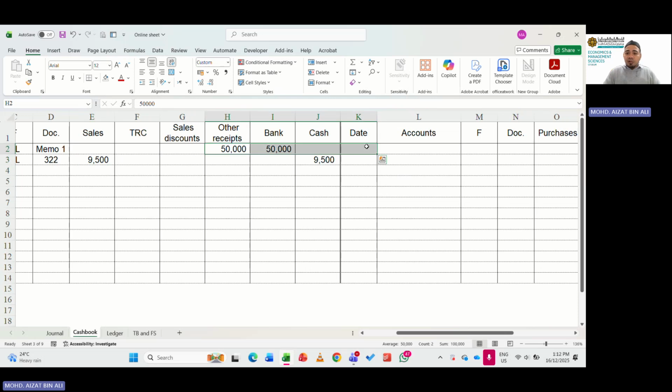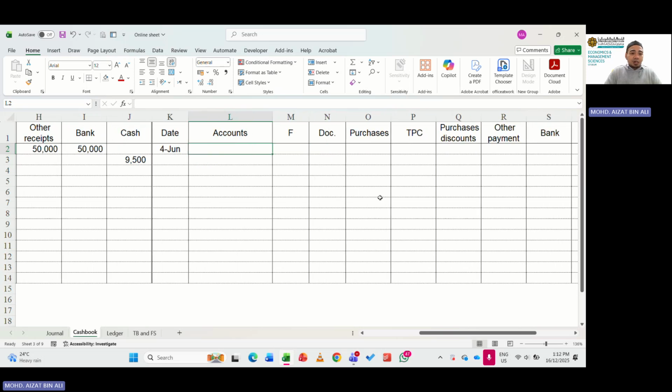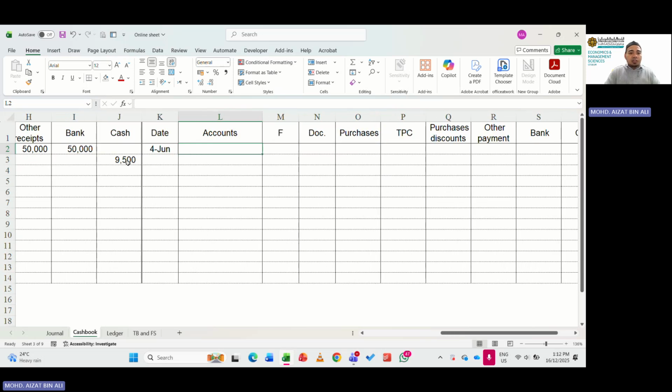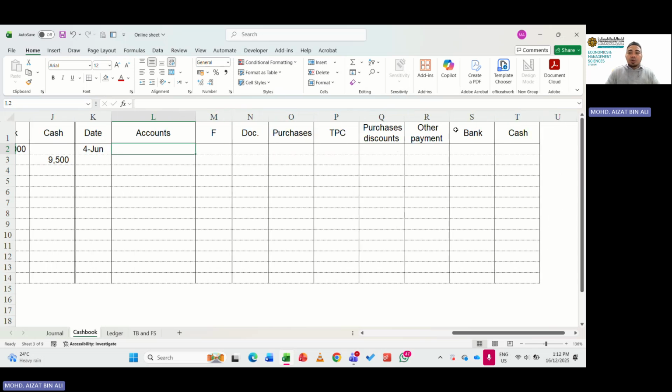So here, 4th June, we're going to deposit the amount now. All takings will bank in on the same day. So the accounts involved is actually we withdraw from cash, we deposit into our bank account. So here our bank increases by 9,500 ringgit, right? And this is because we already record in the bank column. This cannot be bank. The account needs to be cash. And for contra transaction, for the folio, we need to write down C. The letter C stands for contra.